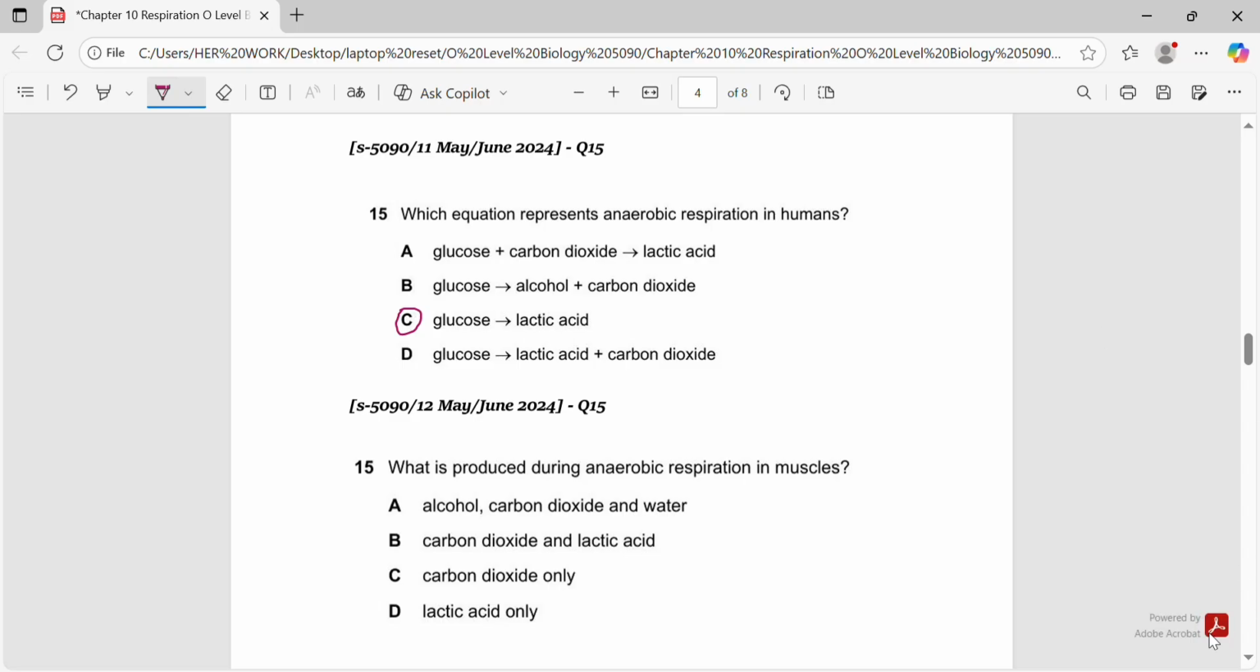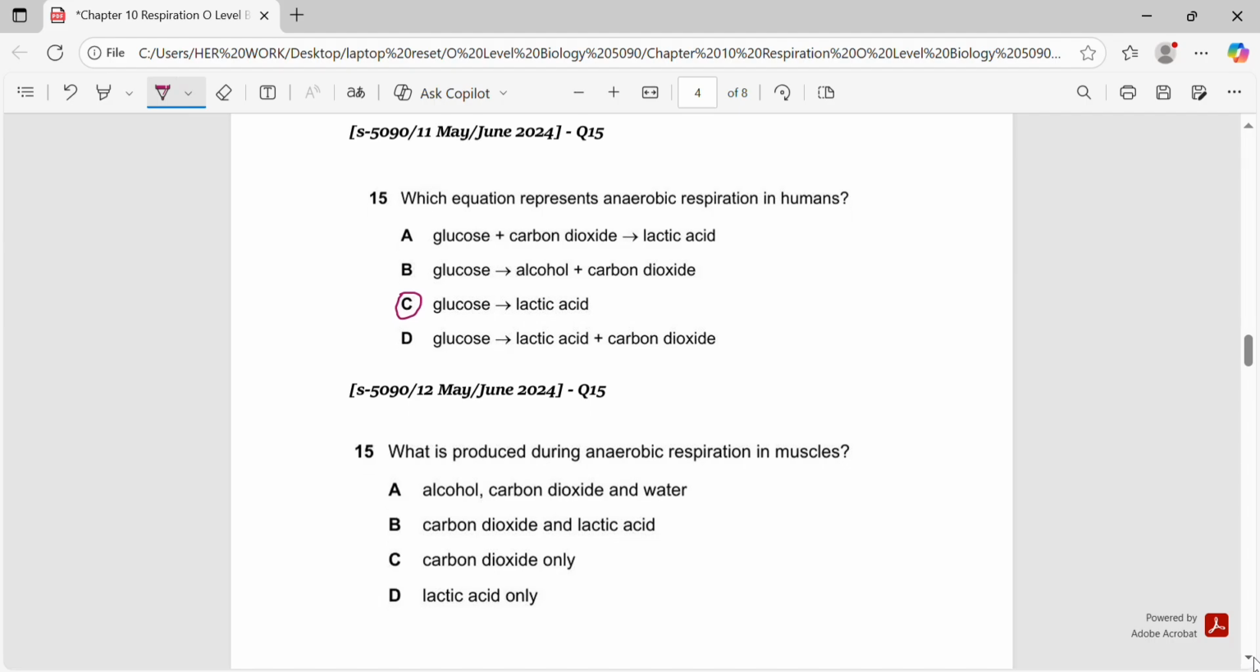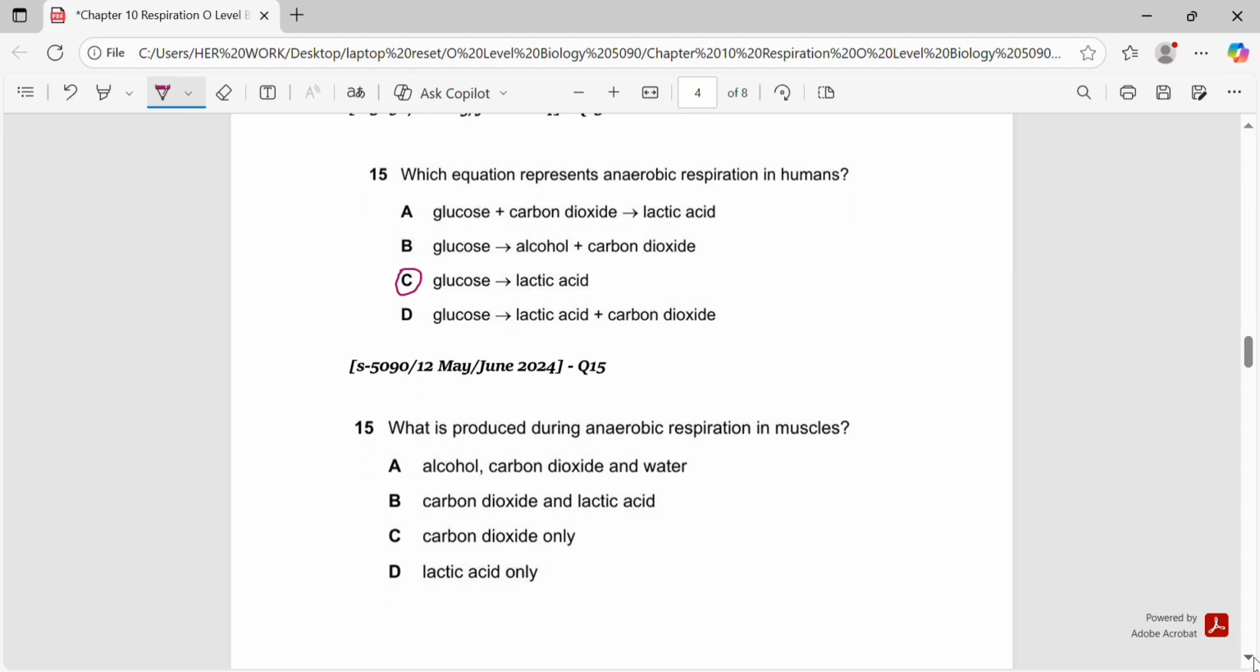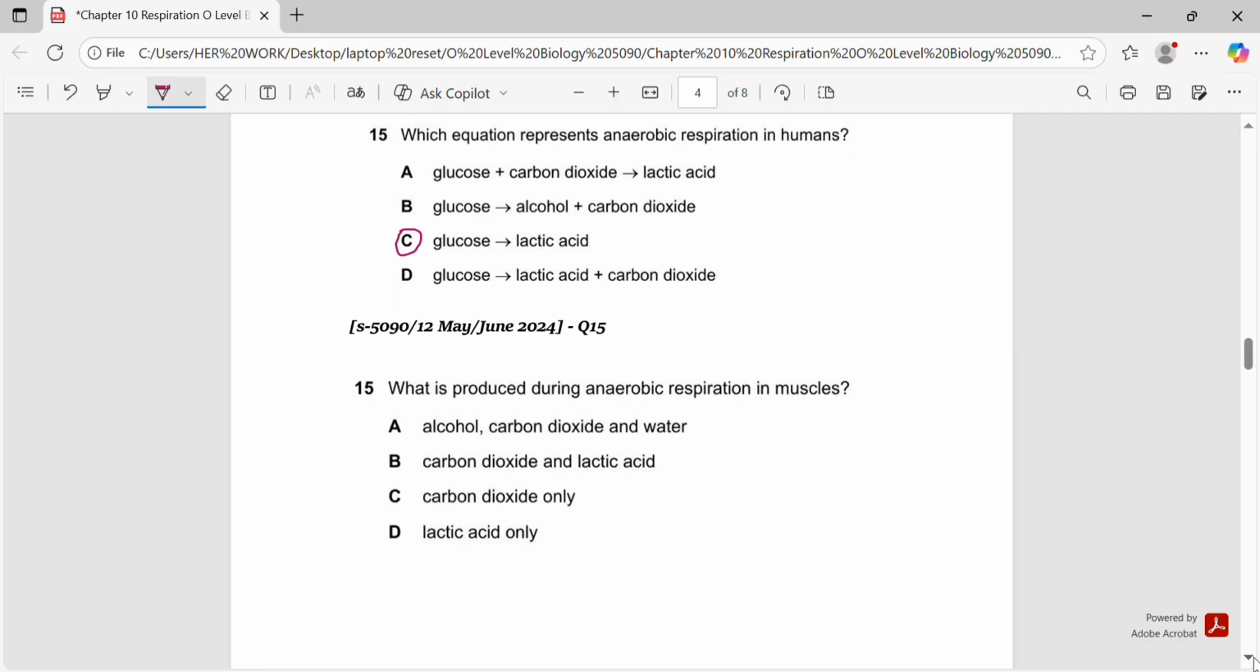Then, the next question asks, what is produced during anaerobic respiration in muscles? To solve this, we think about what muscle cells produce when they run short of oxygen. In such situations, they switch from aerobic to anaerobic respiration, and the only product formed in human muscles is lactic acid. No alcohol is formed, no carbon dioxide is released, and no water is produced either. This makes it easy to eliminate the other options.